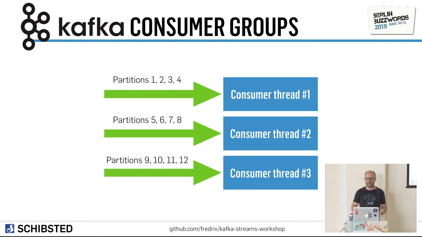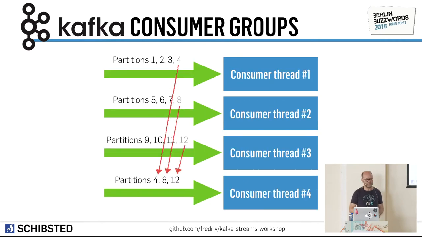Now, if you need more processing power, you can easily add another consuming thread, and Kafka will automatically redistribute the workload among them. So you don't have to deal with this at all. And because of how it takes care of offsets and checkpointing and such, you will still always process everything as needed. And you can tune this in terms of the guarantees that you want.